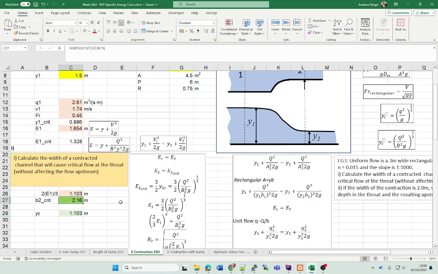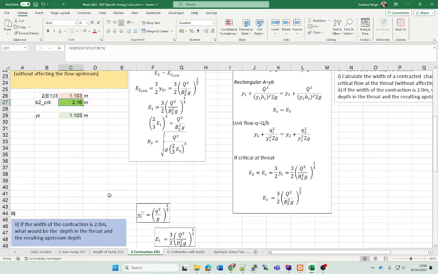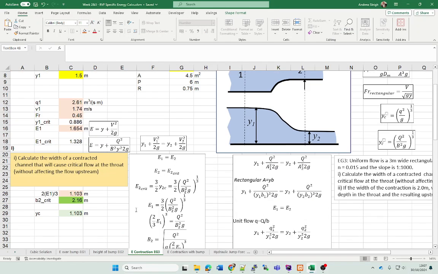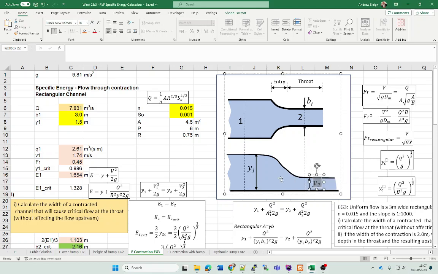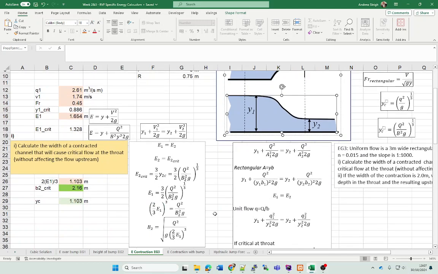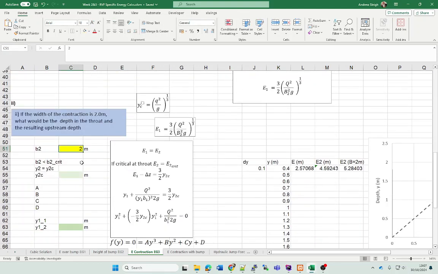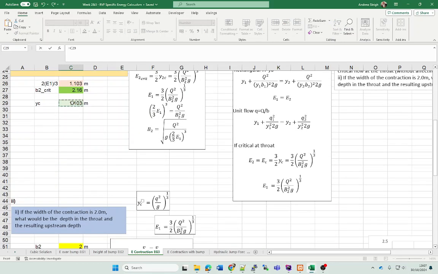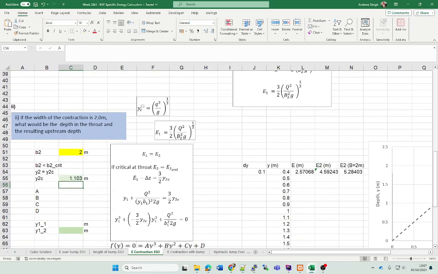Okay, part 1 was asking for that critical width. Part 2 asks us, say, what happens when the contraction is less than this critical value, 2 meters. What is going to happen is that, well, we need to decide what will happen with this depth, but we'd expect, as it's got narrower, we'd expect this height upstream to increase a little bit. So let's see. So B2 is 2 meters. B2 is less than the crit of 2.16. Y2 will actually be equal to the Y2 crit which we've just calculated, because it can't drop below that. So we'll just choose the 1.103. Okay.